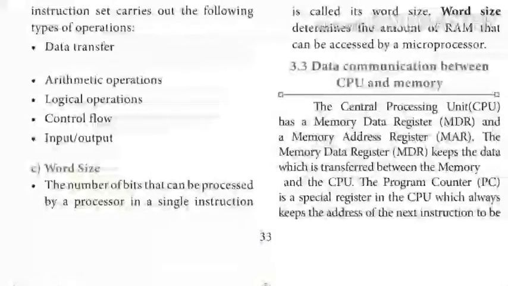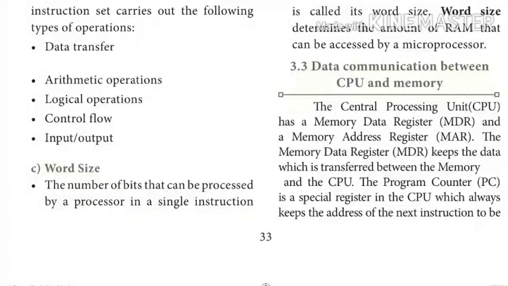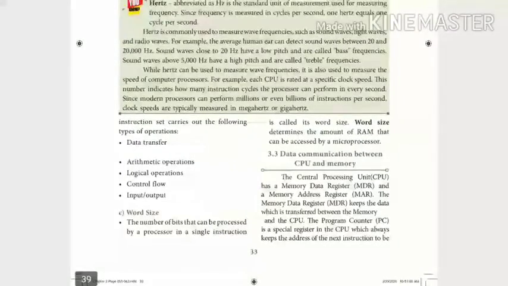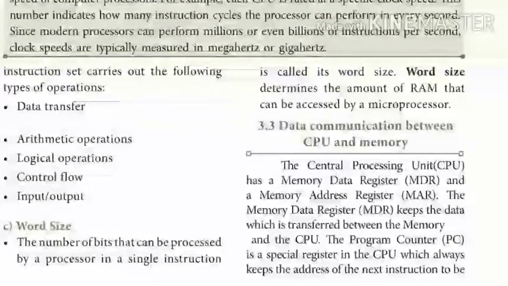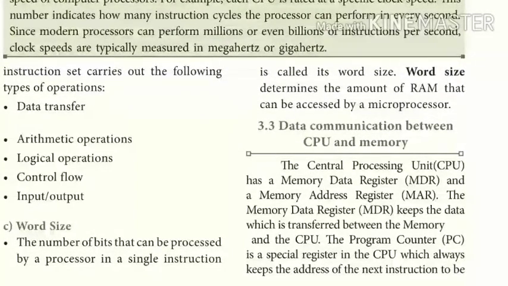So the next thing is word size. The number of bits that can be processed by the processor in a single instruction is known as word size. Okay, it's called word size. So this word size is a measurement unit that is used to measure the number of instructions executed in the processor. It determines the amount of RAM that can be accessed by a microprocessor.